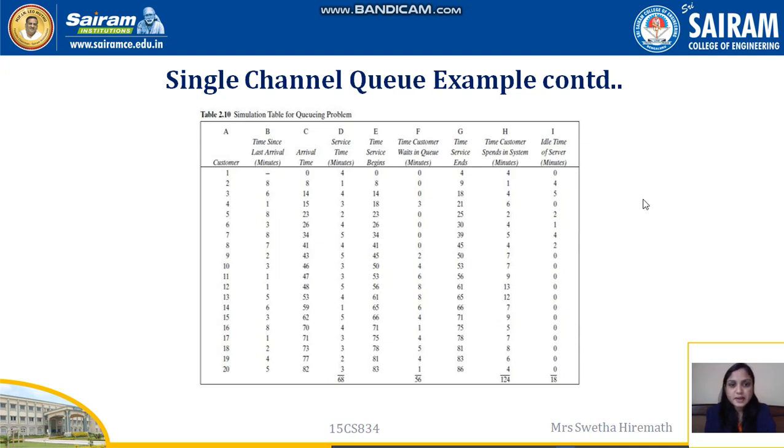Then time service ends. We have to check the service time here. It is 4, so he should be served for 4 minutes. So 4 here, and 0 plus 4 gives the value 4. Idle time of the server: is there any idle time? No, it is 0. Next, for the second customer, we have to consider the service time as 1.